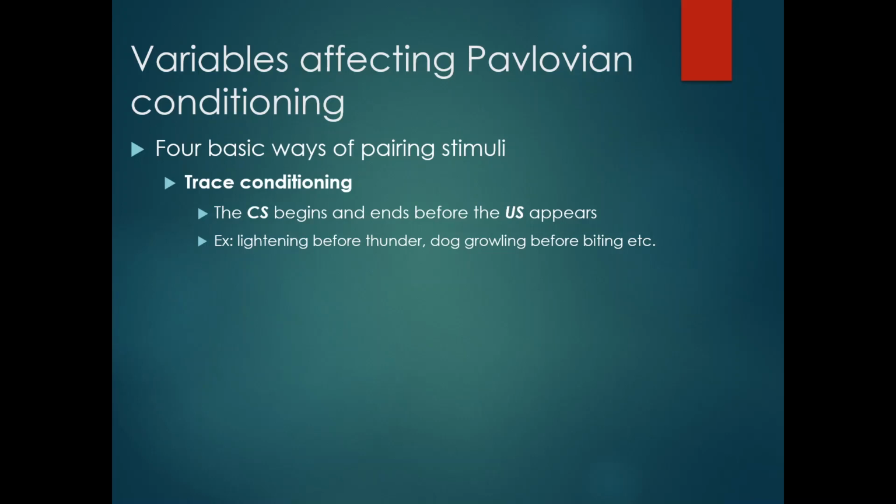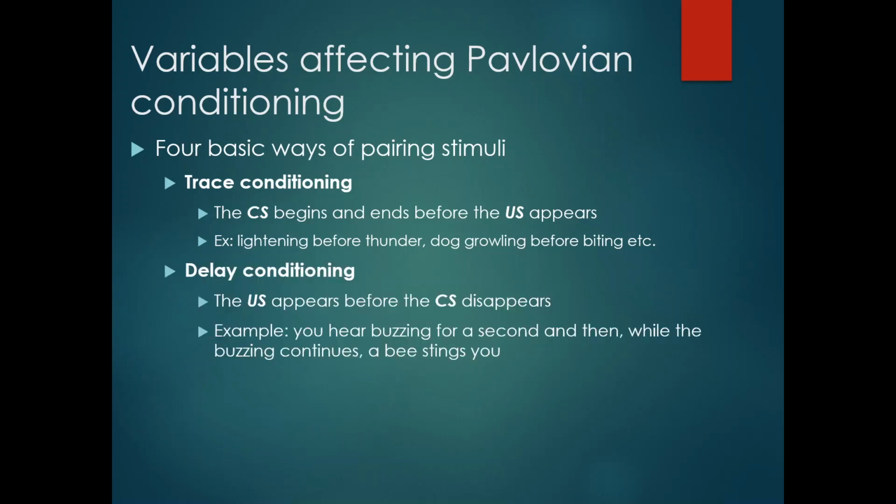A dog growls and then it bites you. Over time, you learn to associate that growl with being bitten by a dog or the potential to be bitten by a dog. Thinking back to the Pavlov example, the metronome went off, and as soon as the metronome ended, the dog was presented with food. Trace conditioning and delay conditioning are the most effective schedules for this type of conditioning.